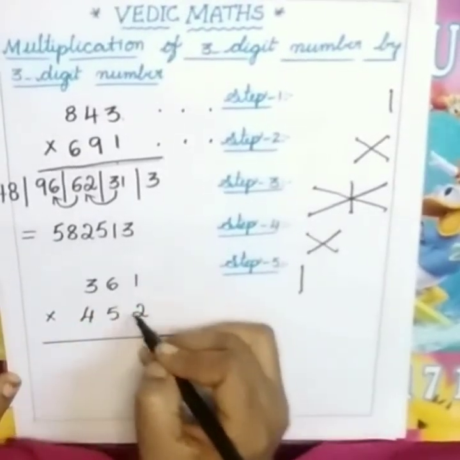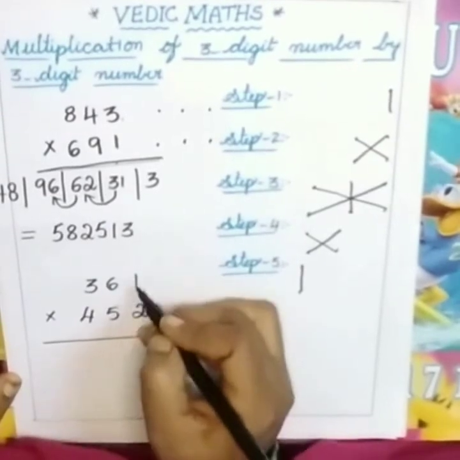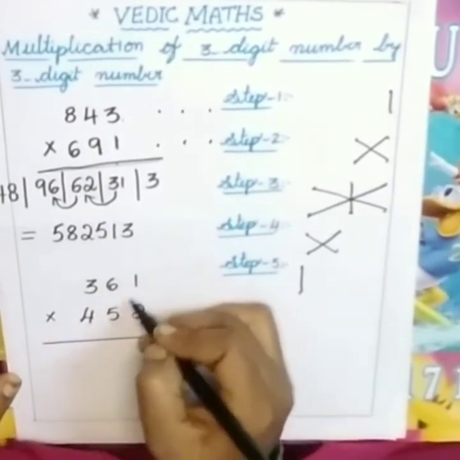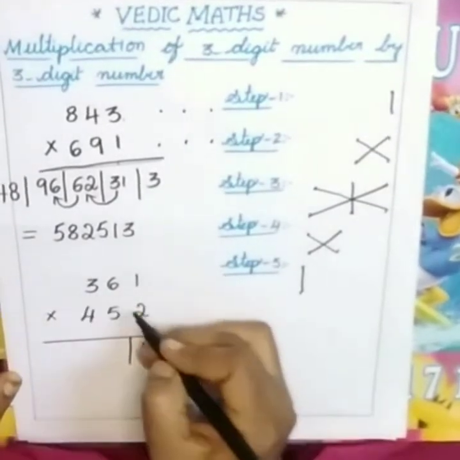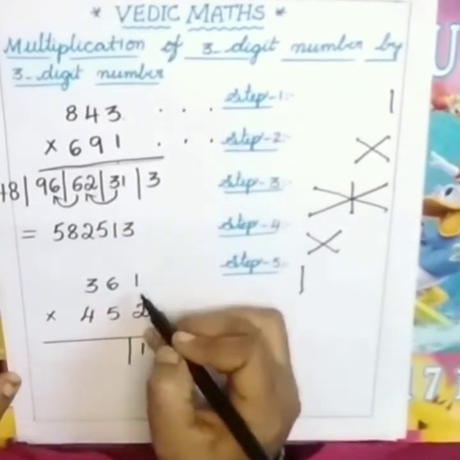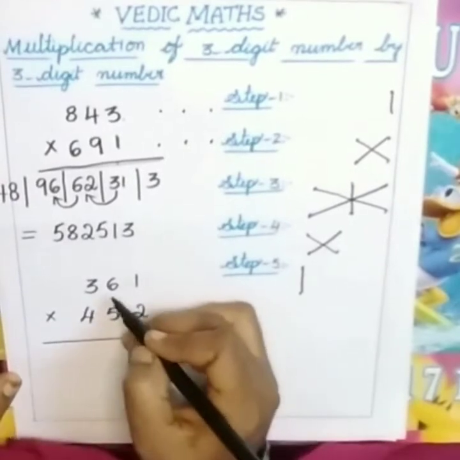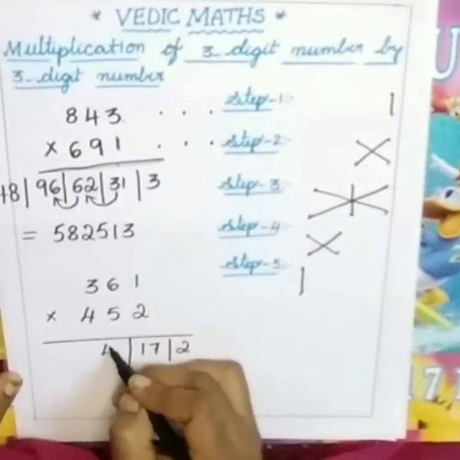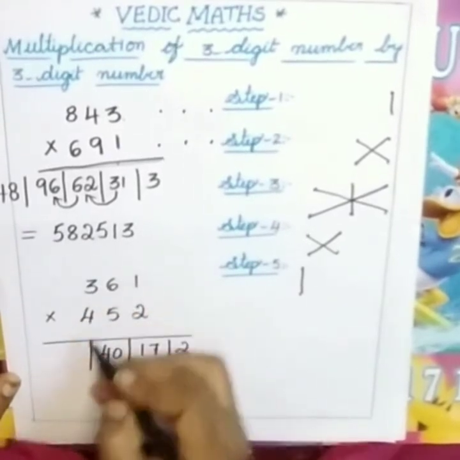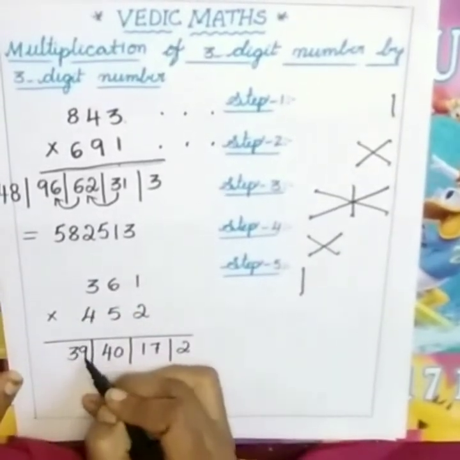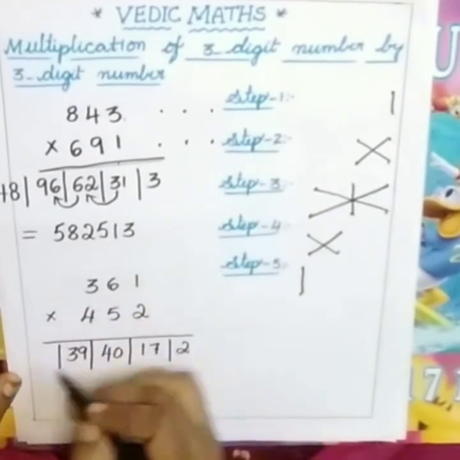And the second step, you have to cross multiply the first and second columns. 6 2s are 12, 5 1s are 5. 12 plus 5, 17. Third step, 3 2s are 6, 4 1s are 4. 6 plus 4, 10. 6 5s are 30, that means 40. 3 5s are 15 plus 24, 39. And last, 3 4s are 12.